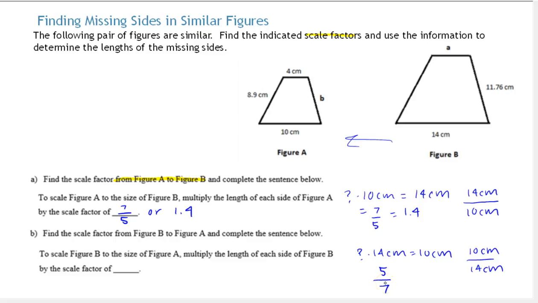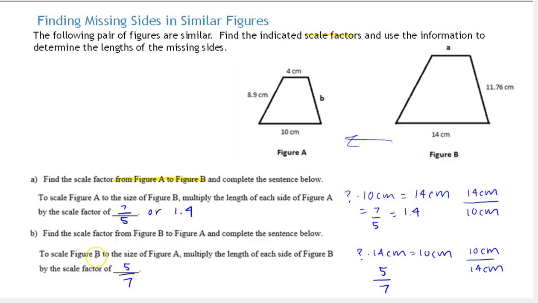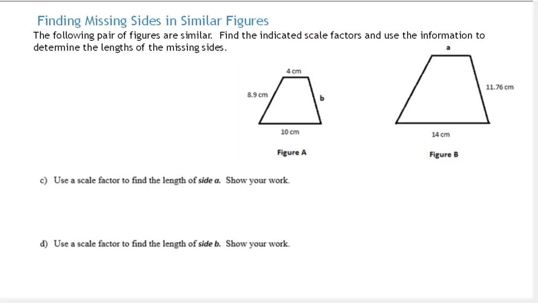And 5/7 I don't even want to write as a decimal. We could, but I think it will have a lot of places and we'd round, and you don't want to round if you don't need to. Okay, so the scale factor from figure B to figure A is 5/7. So now we're going to use these values to find these missing sides. So here are our two figures, and I have written our scale factors right here. So to go from figure A to figure B, we multiply by 7/5. And to go from figure B to figure A, we'd multiply by 5/7.